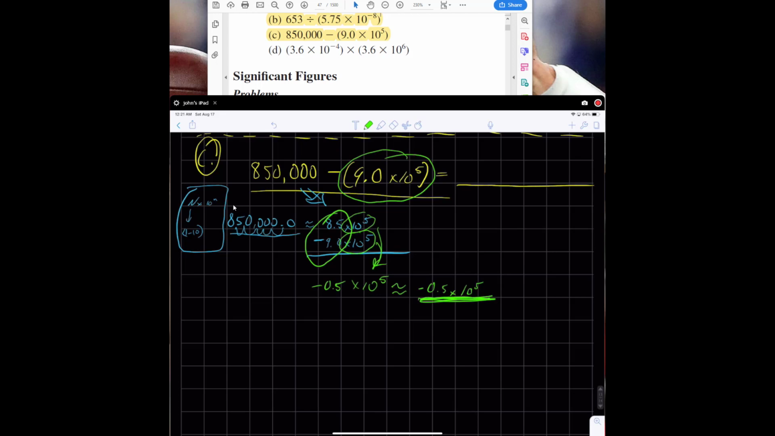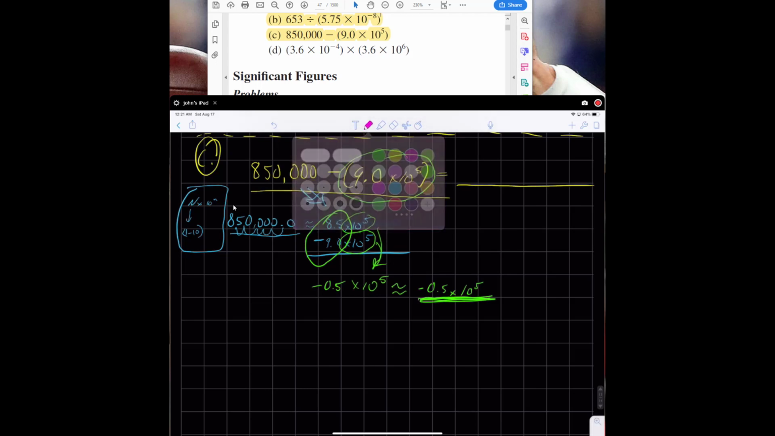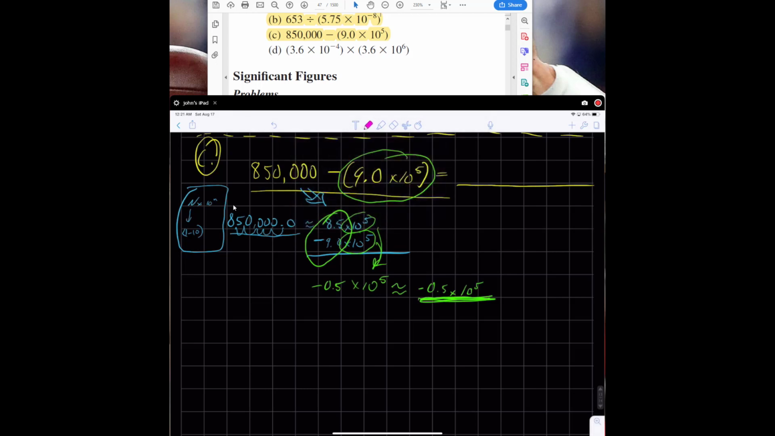But we have to remember here that we're not finished. Why? One could say, oh, well, it is in scientific notation. No, it's not. Because we have negative 0.5. Okay? So, what's the big deal? It's not the negative part, it's the 0.5. We can't have the number less than 1.